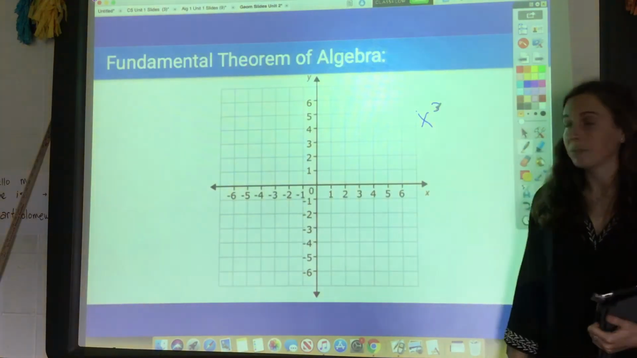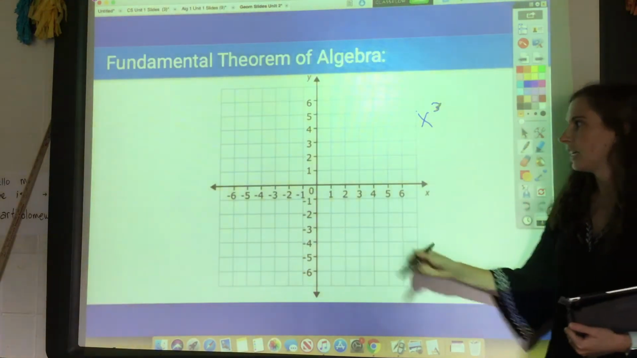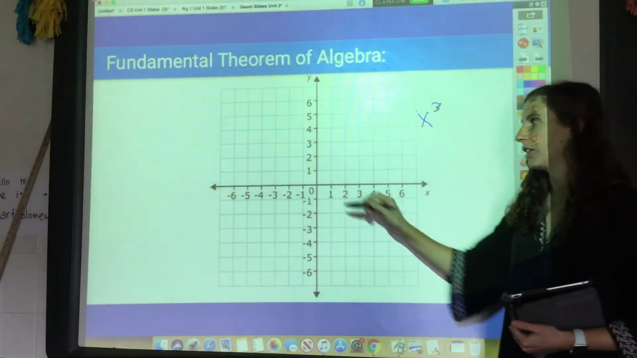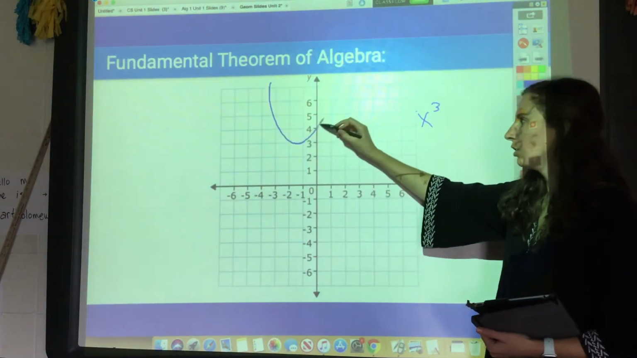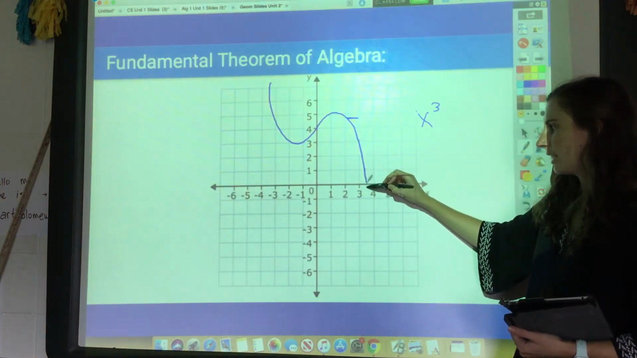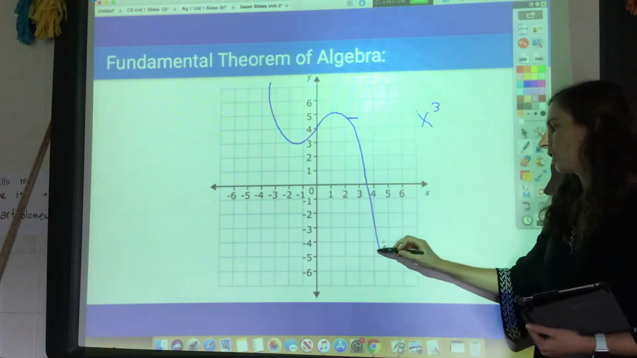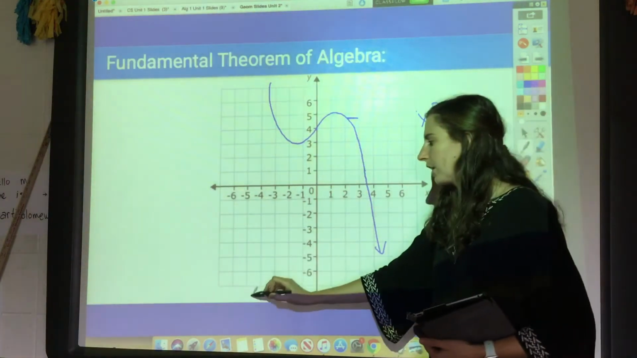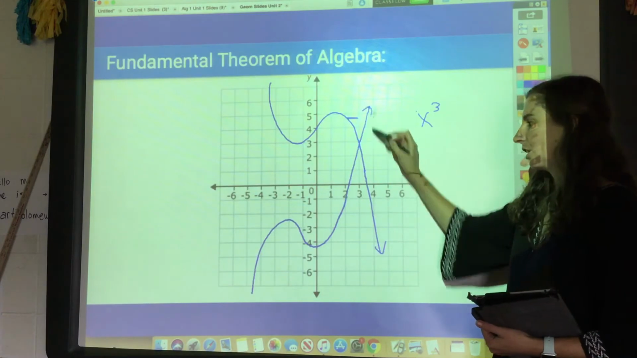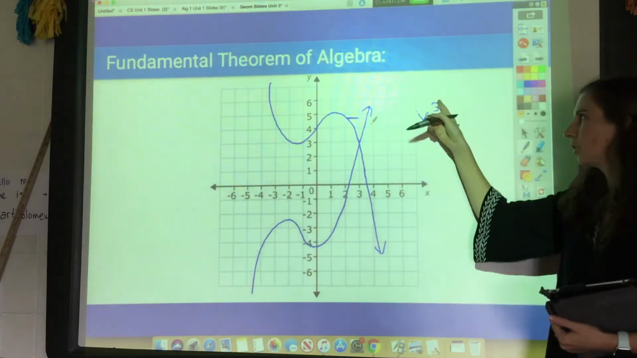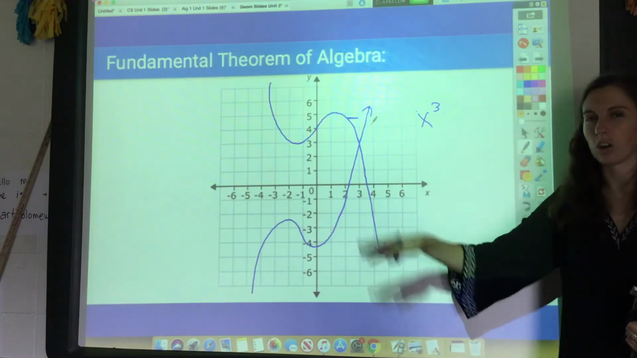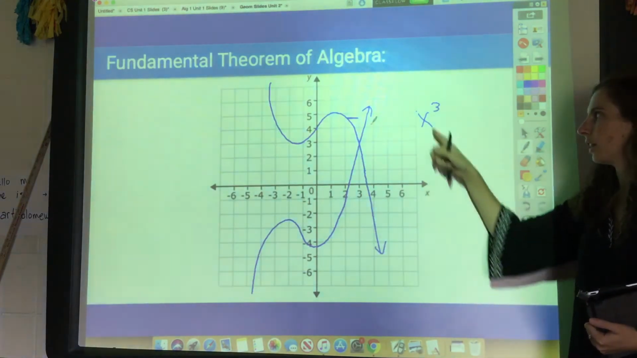The answer is no. With a cubic, if you start up here, you have to end down in the bottom right eventually. Even if I try to avoid it, I can't. I have to keep going down and cross the x-axis eventually. Same thing if I were trying to go up and avoid the x-axis, I have to go up eventually to make it 1, 2, 3, a cubic function. So it's not possible to have all complex roots with a cubic function.